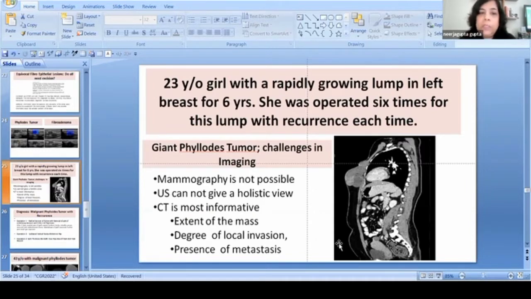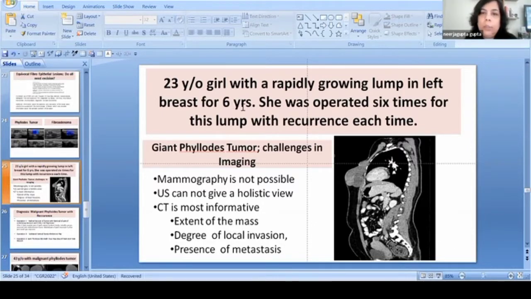Important role of imaging is in large, giant phyllodes tumors, which are more than 10 centimeters. And the imaging becomes very challenging because mammography is not tolerated, not possible when there's such a huge tumor. Ultrasound will not give us a holistic view. We will only be seeing a very small part of the tumor at a time. So at these times, we need to do cross-sectional imaging, which could be CT or MRI. Most of the times, CT suffices. And the reason we do CT is shown in this lady.